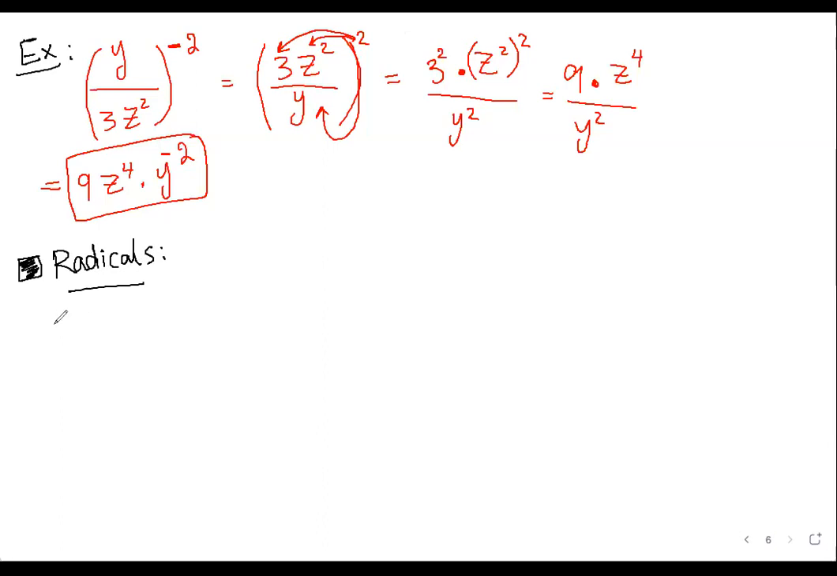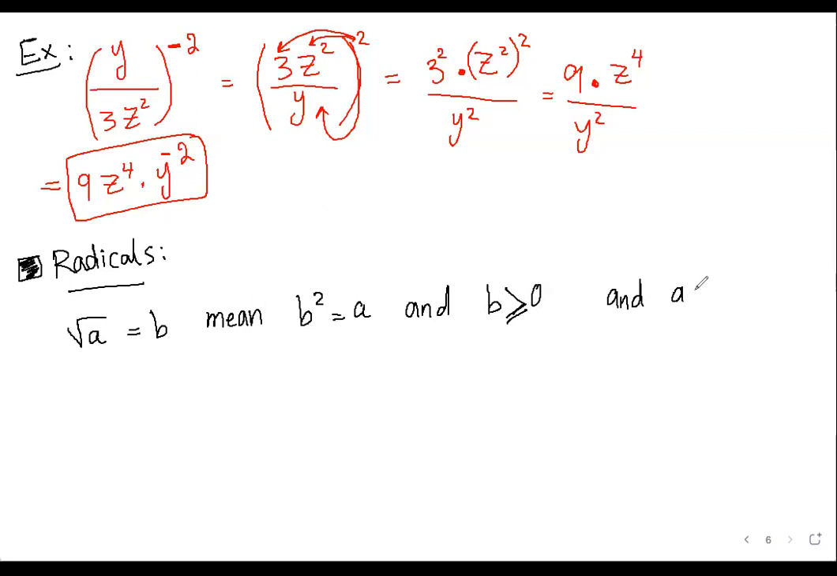So for radicals, we have to know anything that looks like this. Square root of a, for example, if I have square root of a equal to number b, this actually means b, we square both sides. b squared equals a. And we have to know b is a positive number, positive or 0 too. And at the same time, a here is also positive or 0.